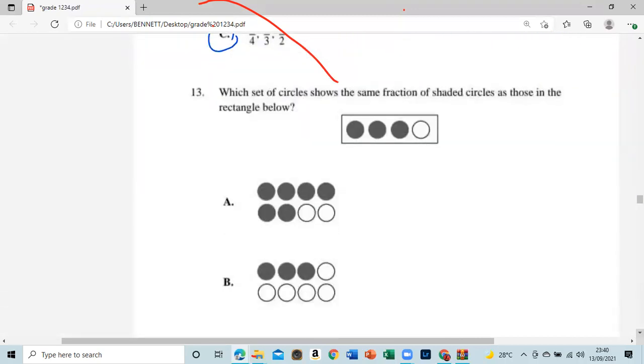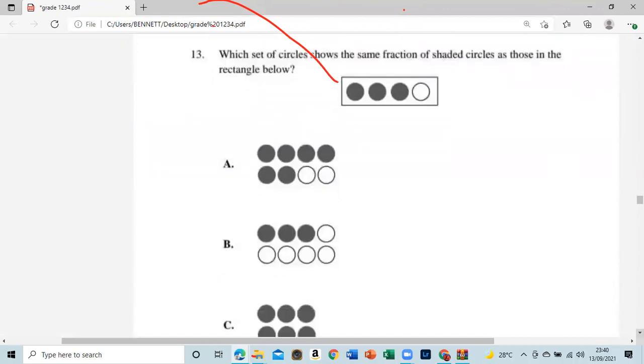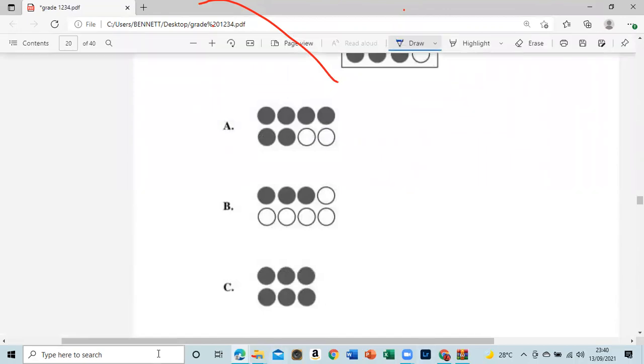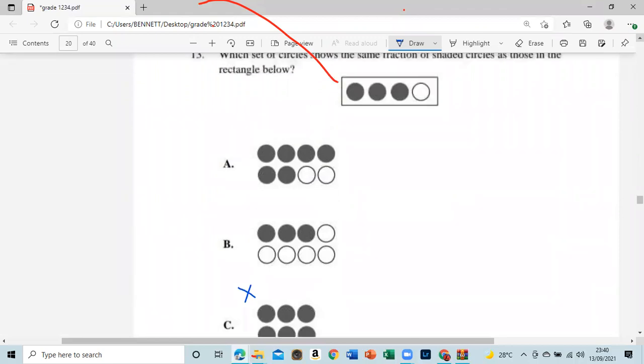Which set of circles shows the same fraction of shaded circles as those in the rectangle? Awesome question. All right, so it can't be this because all is shaded, right? So let us eliminate this right away. Couldn't be this. So it's either this or this. So let us reason it out now. What do you guys think? Is it A or B? All right, so let us see how many are shaded. 1, 2, 3. So 3 out of how many in all? 1, 2, 3, 4.